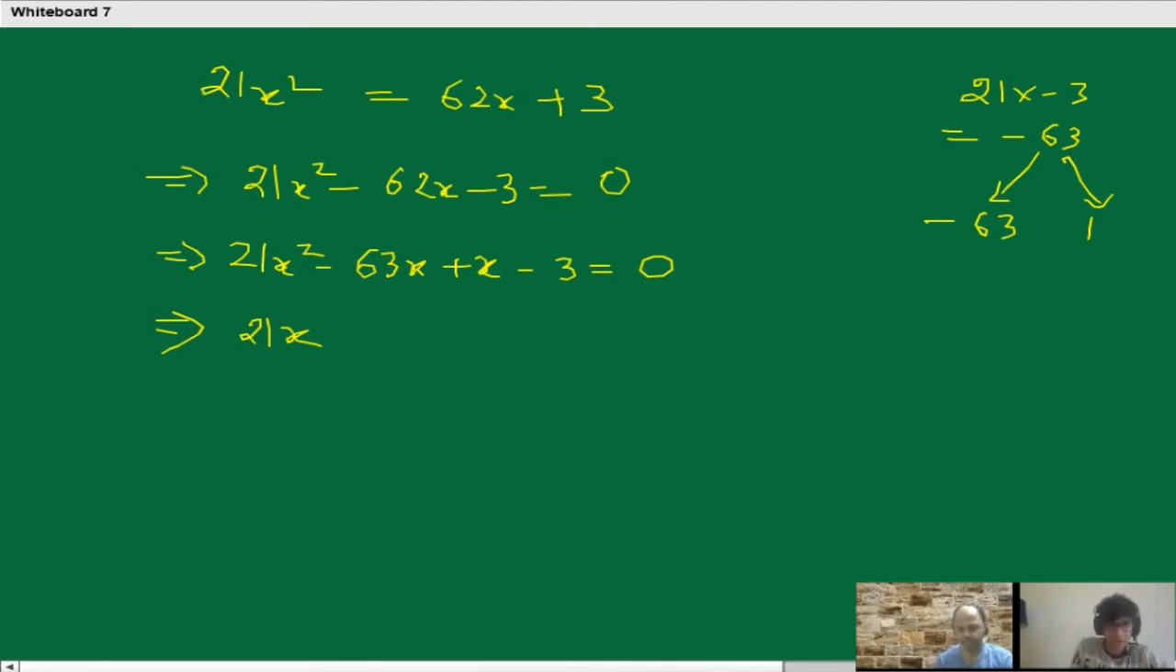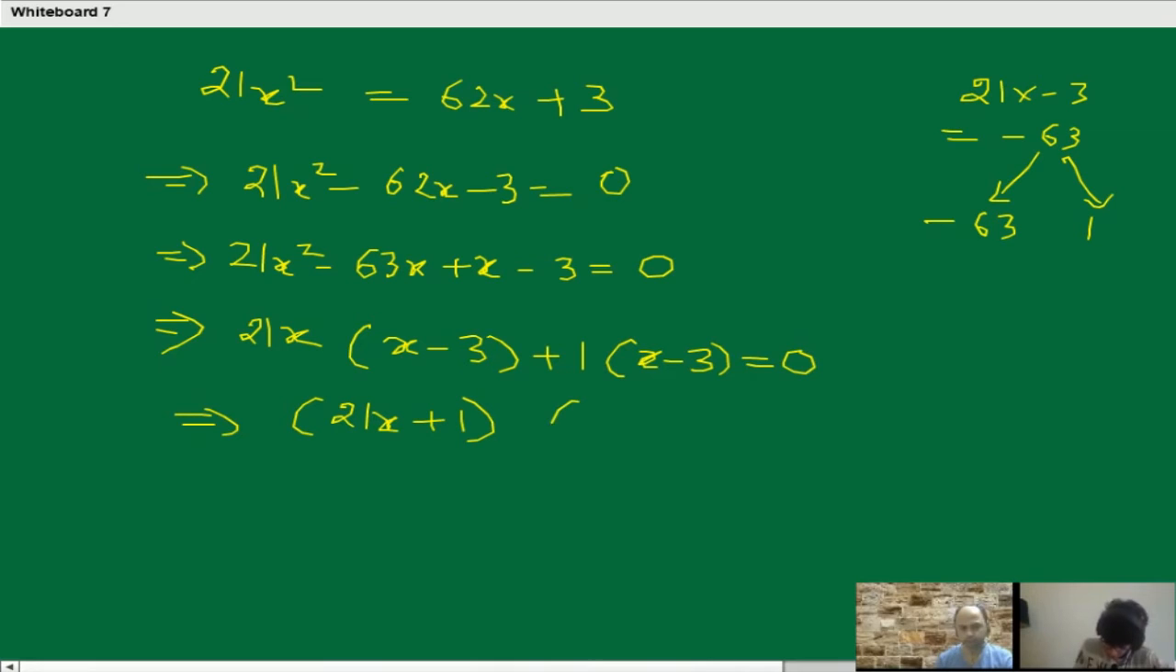x in a bracket, and then minus 3 in brackets, plus 1 in brackets, x minus 3. So 21x plus 1 in brackets and x minus 3. So x can be either negative 1 over 21 or 3.